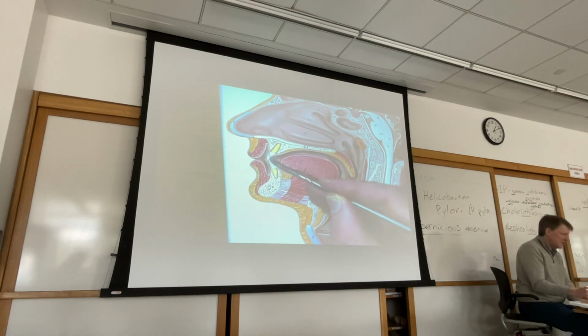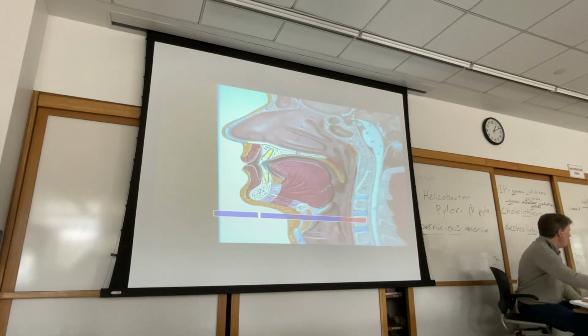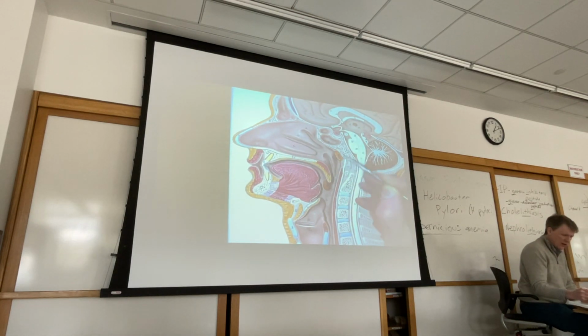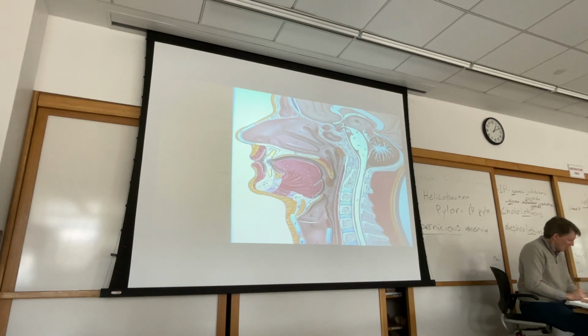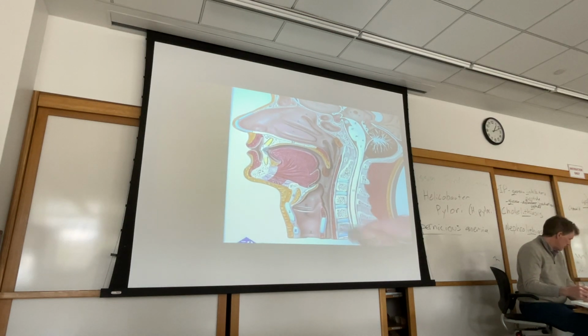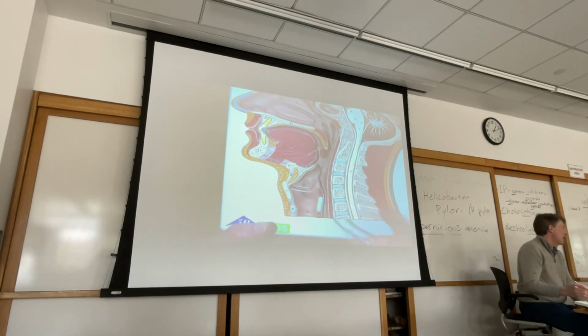The white things are the teeth, fine, or the dentes if you want to be a snob. Other stuff you can see on here, remember this area up here is the nasopharynx. Then you have the oropharynx. Then you have the laryngopharynx. Esophagus starting down here.